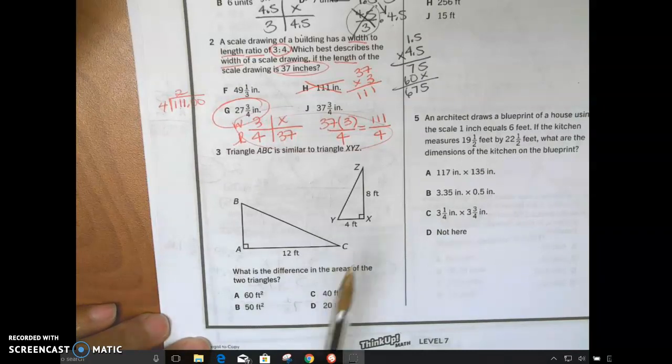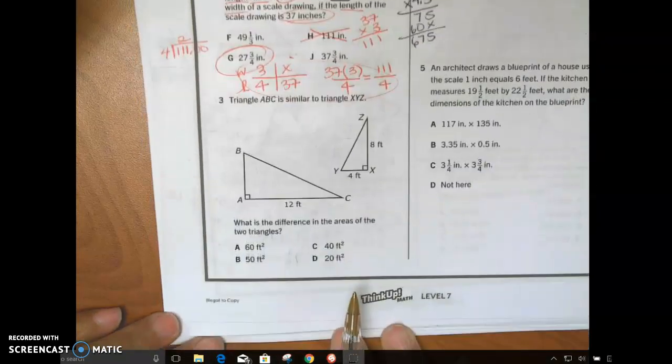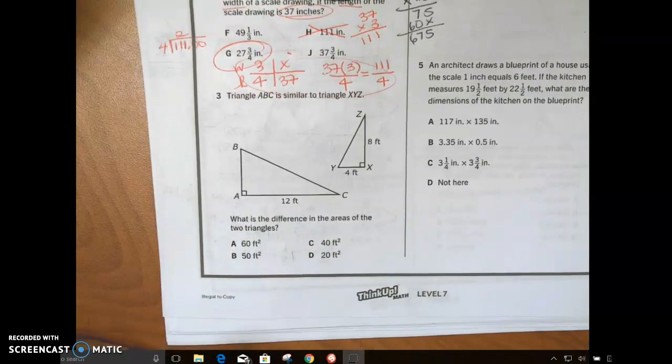So you don't know what work? Y'all heard that? On this problem, triangle ABC is similar to triangle XYZ.